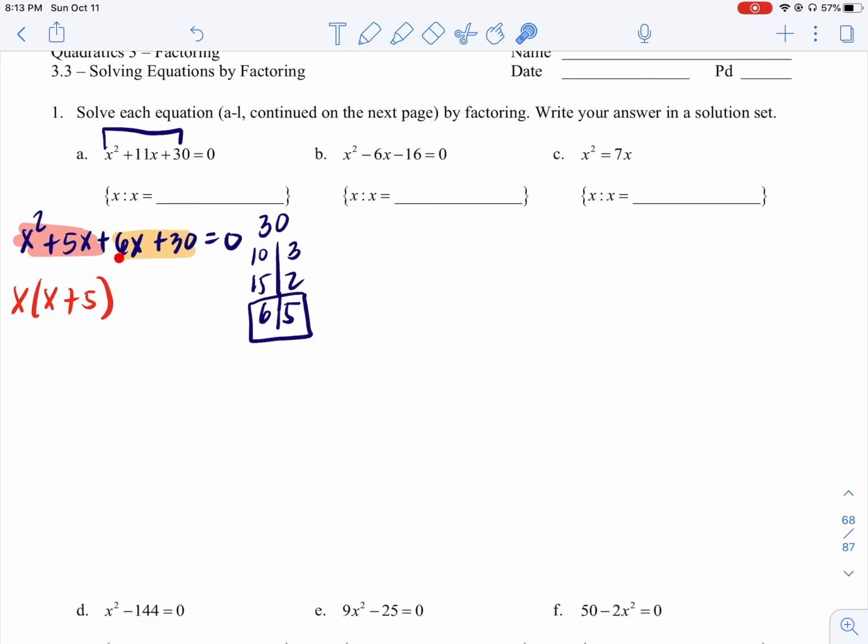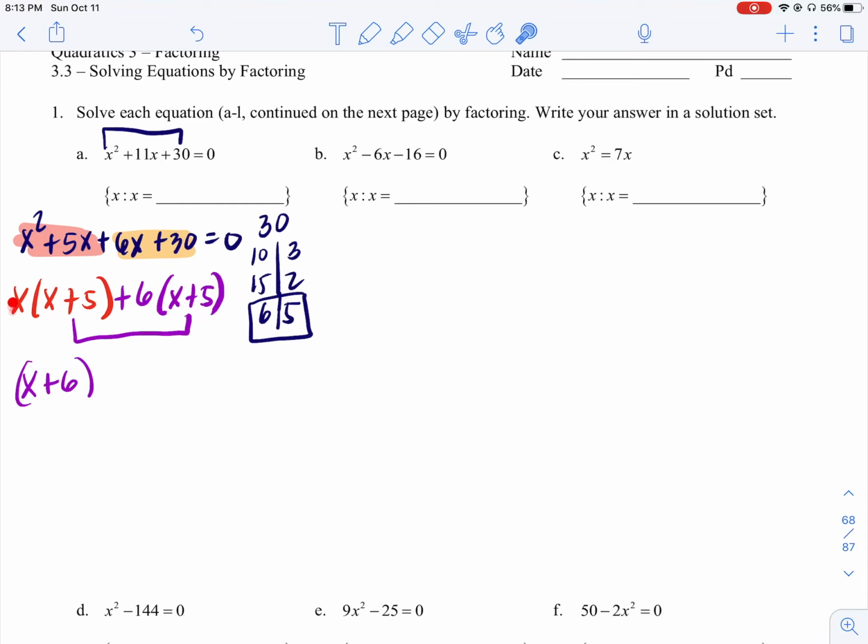What's common between 6 and 30? 6, right? Of course, 6. So I'll do it as plus 6, x plus 5. And let's check. 6 times x is 6x. Very good. 6 times 5 is 30. Very good. And now we have the common. So our answer is x plus 6.